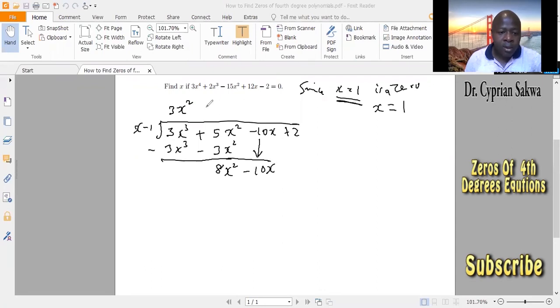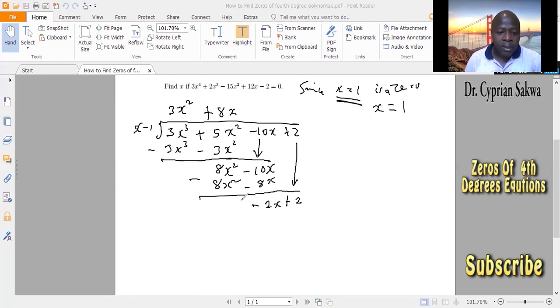So this will go there, 8x times, so 8x. So 8x times that, you'd have 8x squared and minus 8x. Subtract. This will give you 0, and this will give you minus 2x. Bring this one down. You have plus 2.